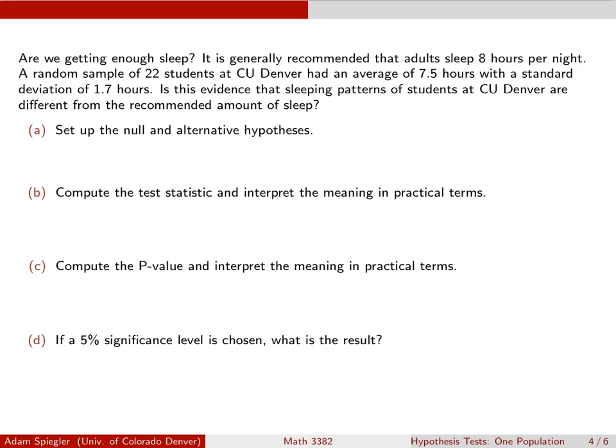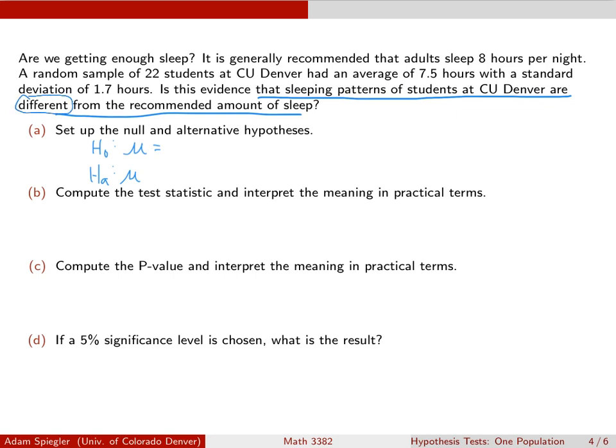And so here what the researchers are trying to gather some evidence for is that are the sleeping patterns of students at CU Denver different from what is the recommended amount of sleep for all adults, which is this 8 hours of sleep. So if we're setting up our hypotheses, we've got the null, the alternative. These are claims about a mean, so our notation that we would want to use is mu, and we would always use an equality in the null hypothesis and some inequality in the alternative.